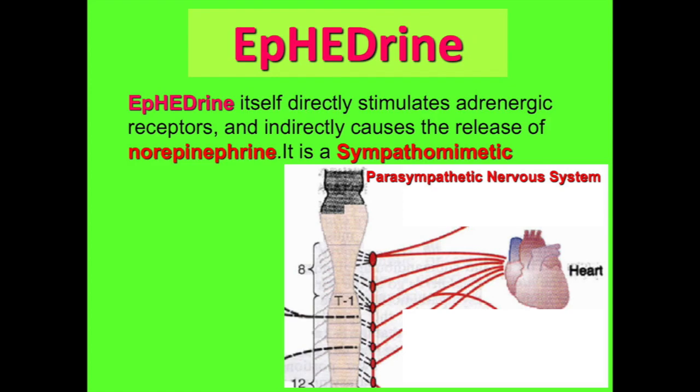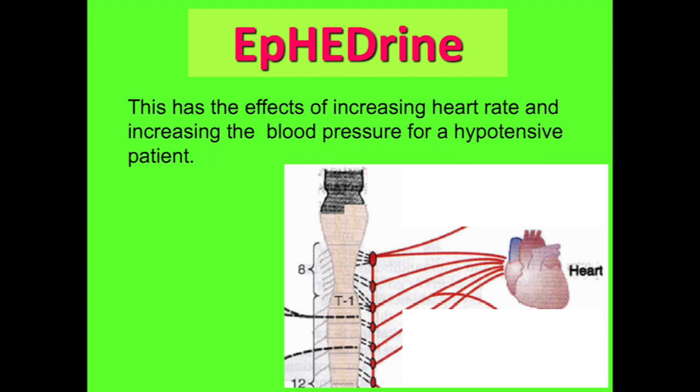Let's look at ephedrine. It stimulates adrenergic receptors. So it is a sympathomimetic. It's mimicking some of the effects of norepinephrine. When ephedrine stimulates the adrenergic receptors at the heart, it's going to increase heart rate, which is then going to increase the blood pressure also. So we use it as a vasopressor for a person with a slow heart rate.